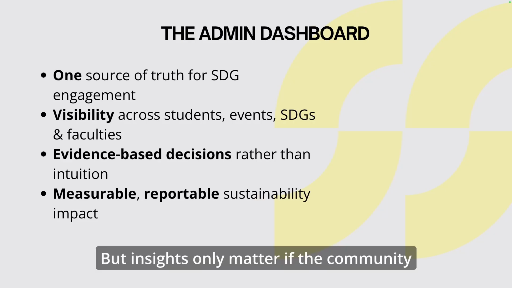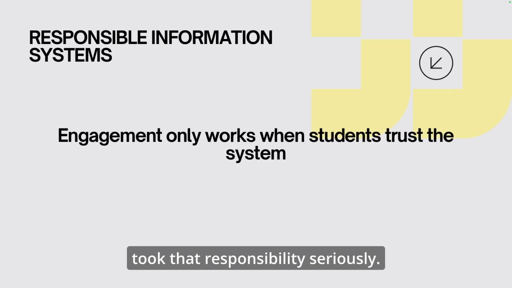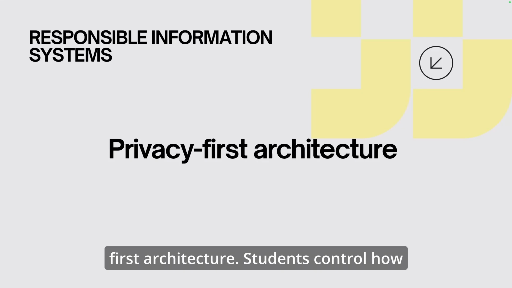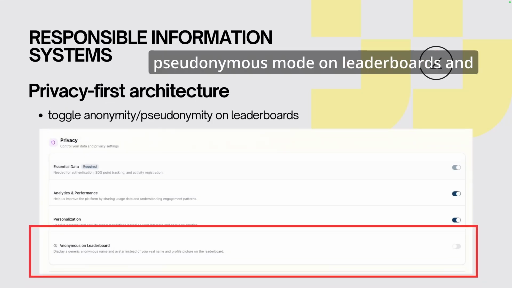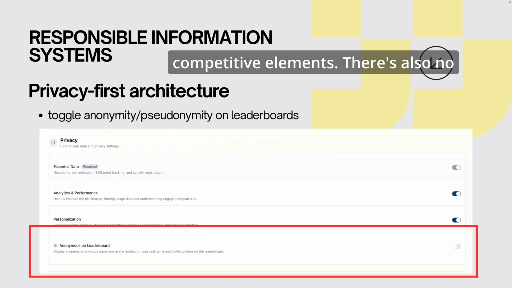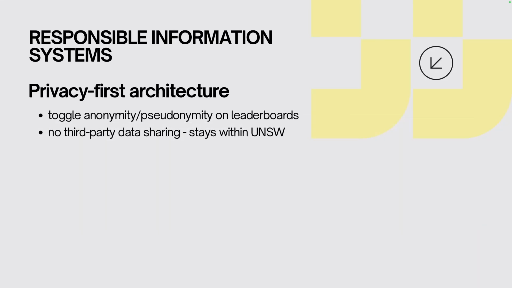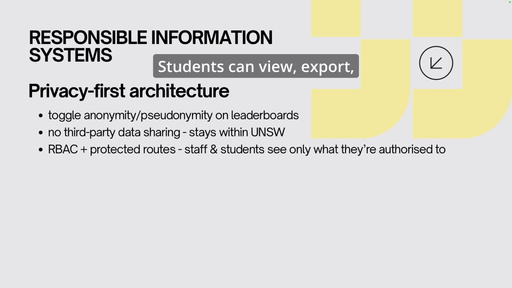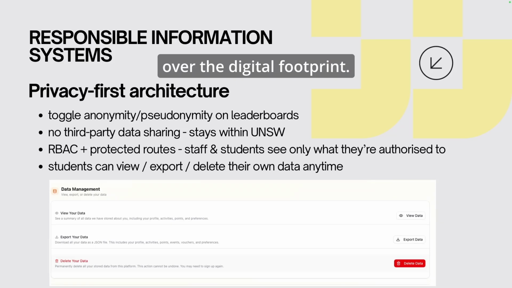But insights only matter if the community trusts the system collecting them, and we took that responsibility seriously. Everything in SDGGo is built on a privacy-first architecture. Students control how they appear, so they can toggle into anonymous or pseudonymous mode on leaderboards and competitive elements. There's also no third-party data sharing, and nothing leaves the UNSW ecosystem. Role-based access control ensures staff only see data relevant to their role, and protected routes enforce this. Students can view, export, or delete their own data at any time, giving them ownership over their digital footprint.